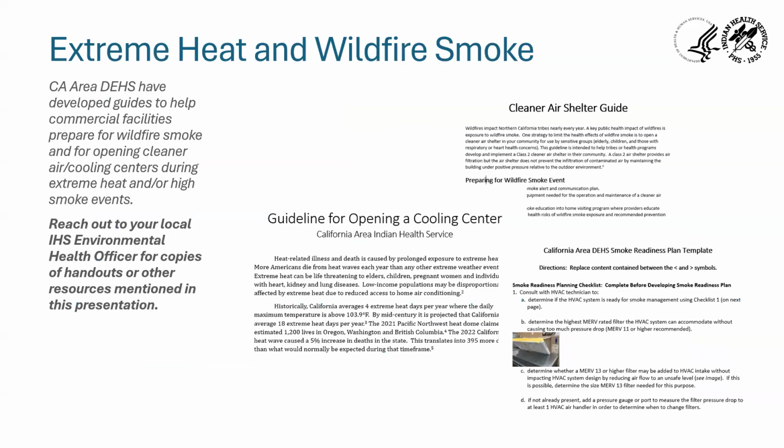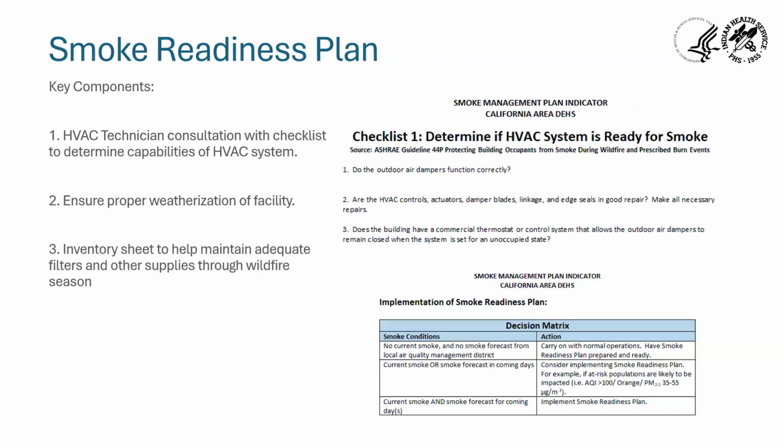Next, some resources that we developed. The California Area IHS Environmental Health developed a cleaner air shelter guide and also a guideline for opening a cooling center. You can just reach out to us and we'll be happy to provide these. It lists out some different considerations to have when you're setting up your shelters. We also developed the smoke readiness plan. This I highly recommend for healthcare facilities. We'll talk about it in the next slide.